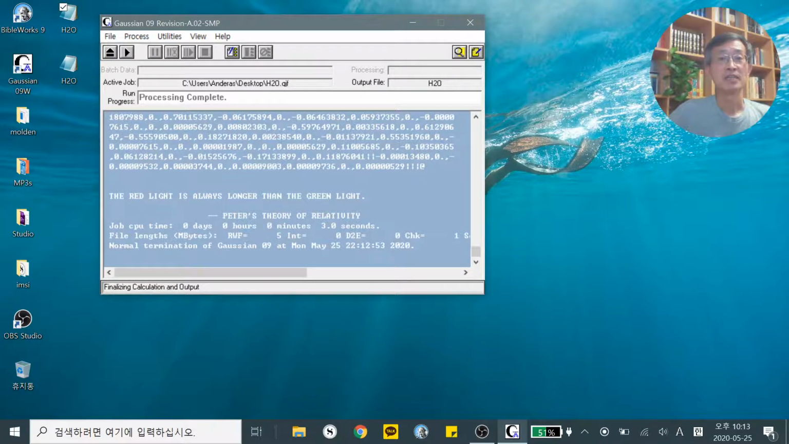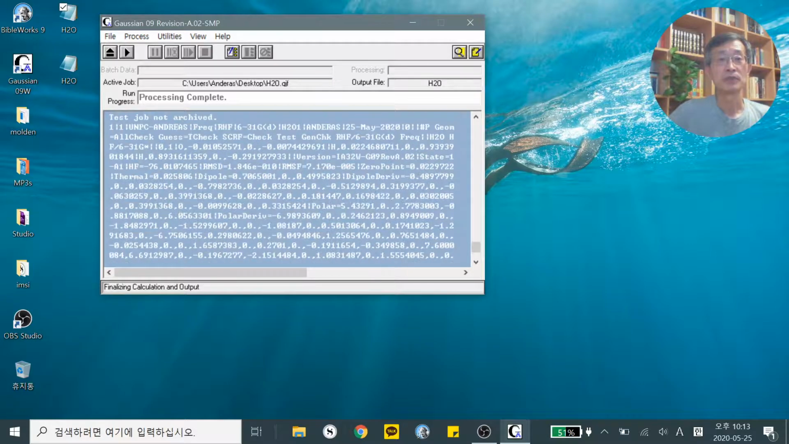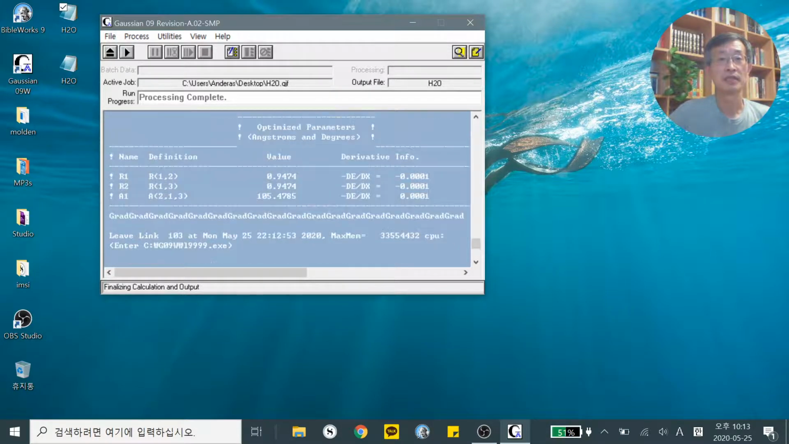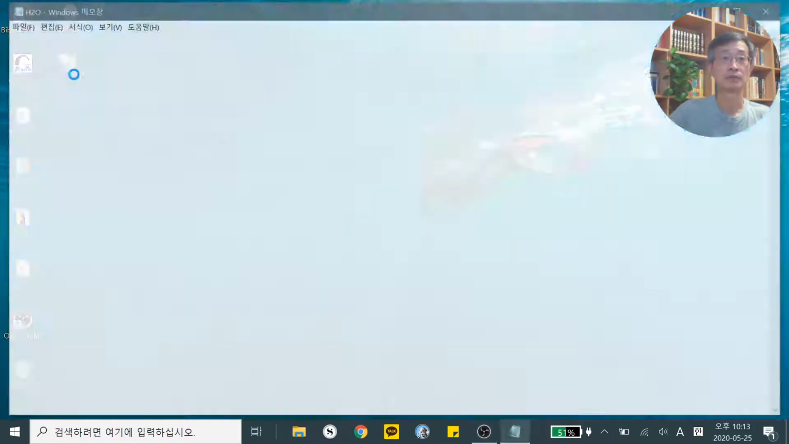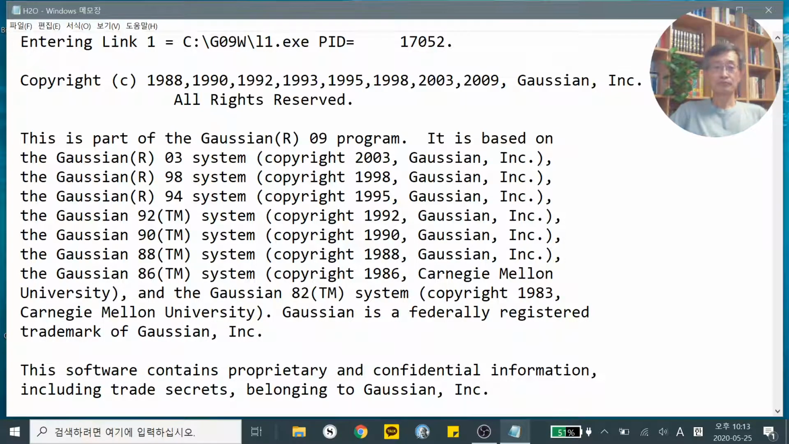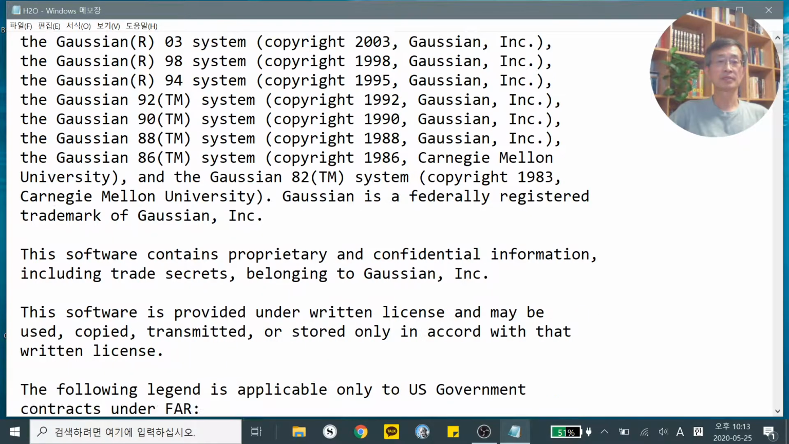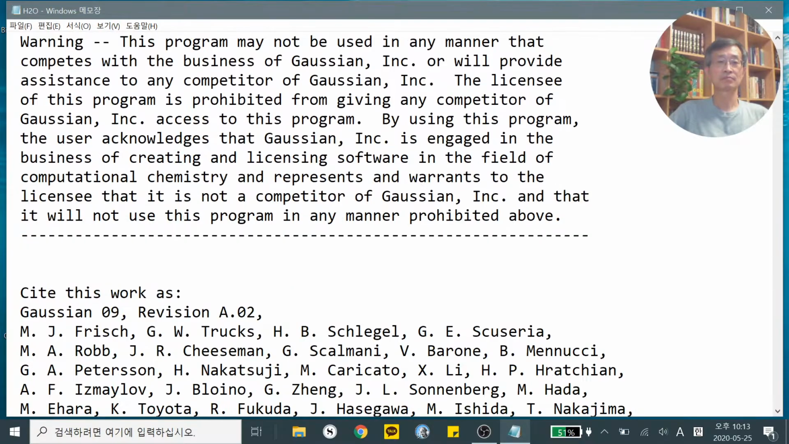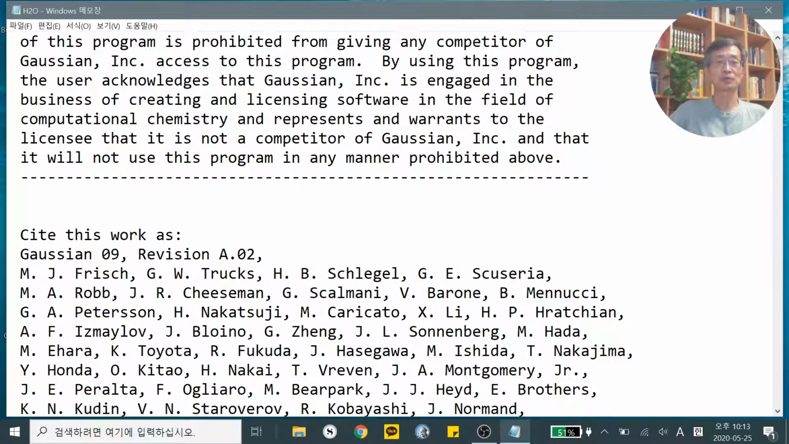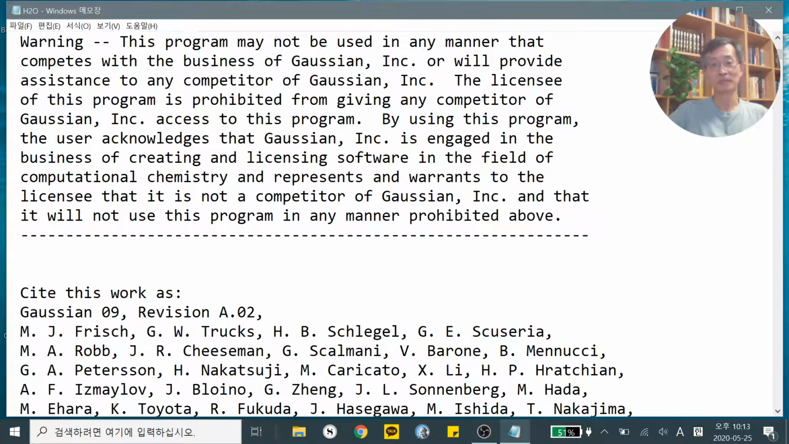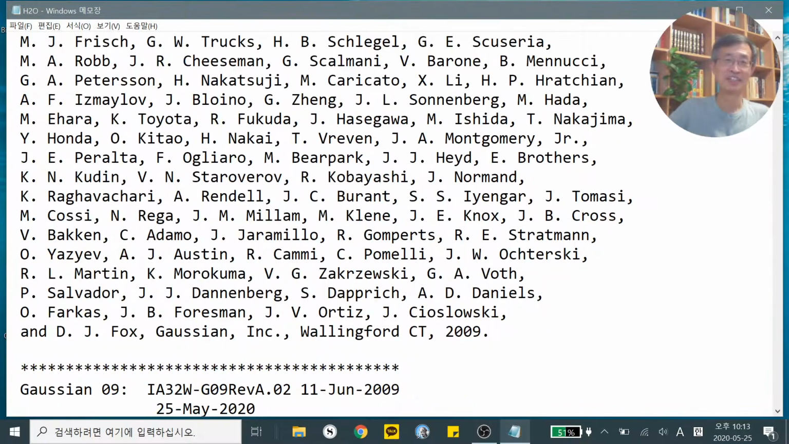And then there is the archive and punch information, just like that. So we are going to look at this in a more readable form. So I'm going to quit, and then we'll bring this out. Okay, so this is the result. And it says some copyright notices, and some conditions on using the Gaussian program, and some citation information.